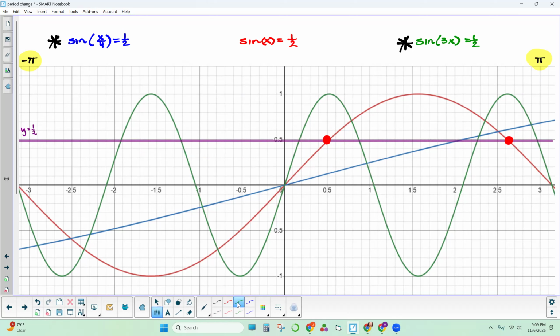Now, if we look at the green graph, there are several solutions along the same interval, and that is due to the period change. That compression gave us more solutions. In the blue graph, we can see that sine of x over 4 equals 1/2 one time in that same interval. So we have fewer solutions. Graphically, we can see what these period changes do to our solutions. Now let's look at some functions and solve these algebraically.